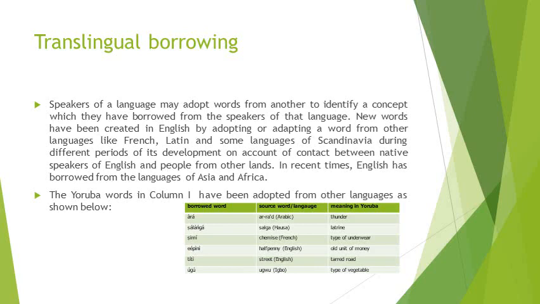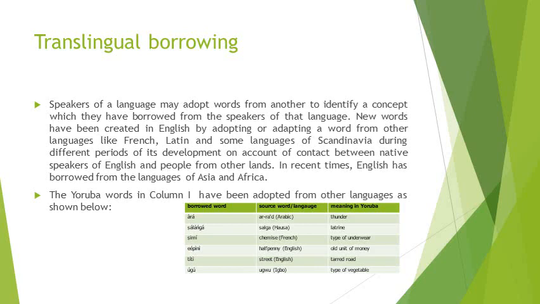is latrine. Another Yoruba word that was borrowed from the French is shimi, and the French word is chemise. It's a type of underwear. Another word the Yorubas borrowed from English is ekmeni. It means halfpenny. It's an old unit of money. Another Yoruba word that was borrowed is titi, and it means street in English. The meaning in Yoruba is tarred road.